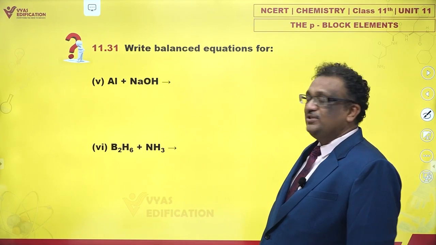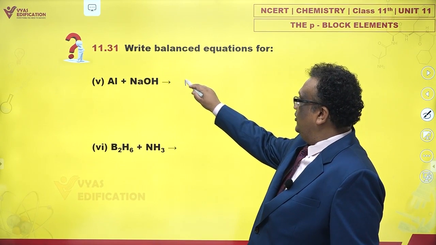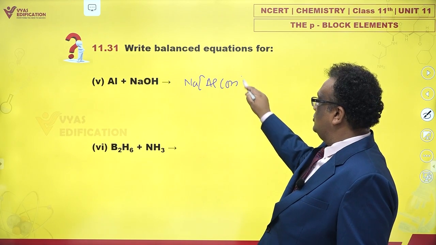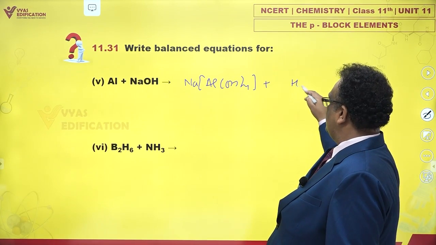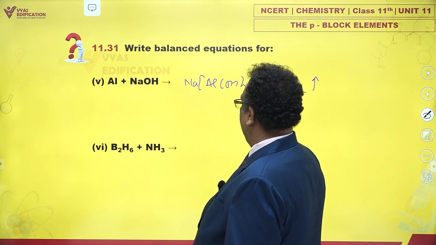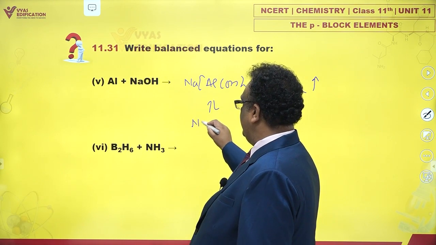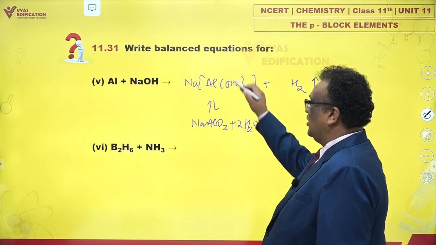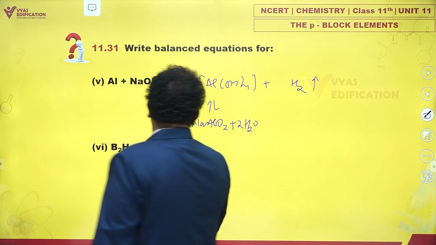Aluminium reacting with NaOH, which is such a favorite. Well, you get NaAl(OH)4 plus hydrogen. This is the reaction. And if you want, you can always write this as NaAlO2 plus 2H2O. They are always in equilibrium with each other.